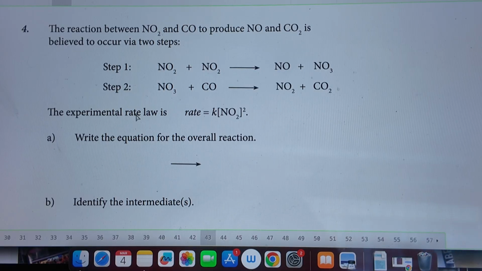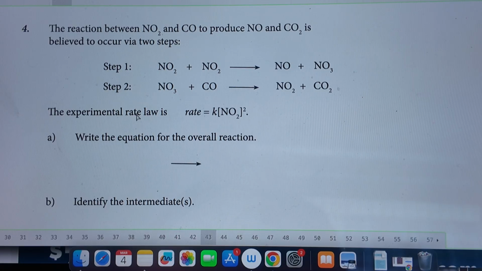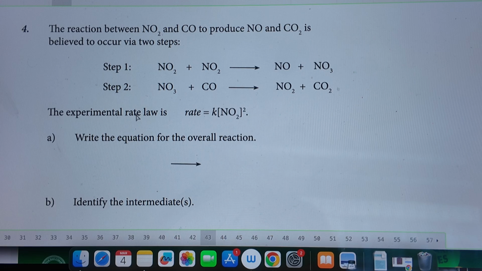Moving on. Question number 4. The reaction between NO2 and CO to produce NO and CO2 is believed to occur via 2 steps. The experimental rate law is NO2 squared, which makes sense because if you look at step 1, that's the thing. So write the reaction for the overall reaction. Oh, this is so easy.